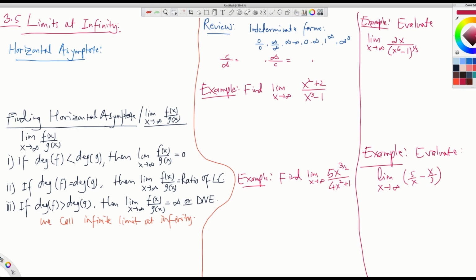In this video, we are going to talk about limits at infinity. This is section 3.5 in the book. Before we start limits at infinity, I am going to review some of the concepts on horizontal asymptotes and how we find the horizontal asymptotes.